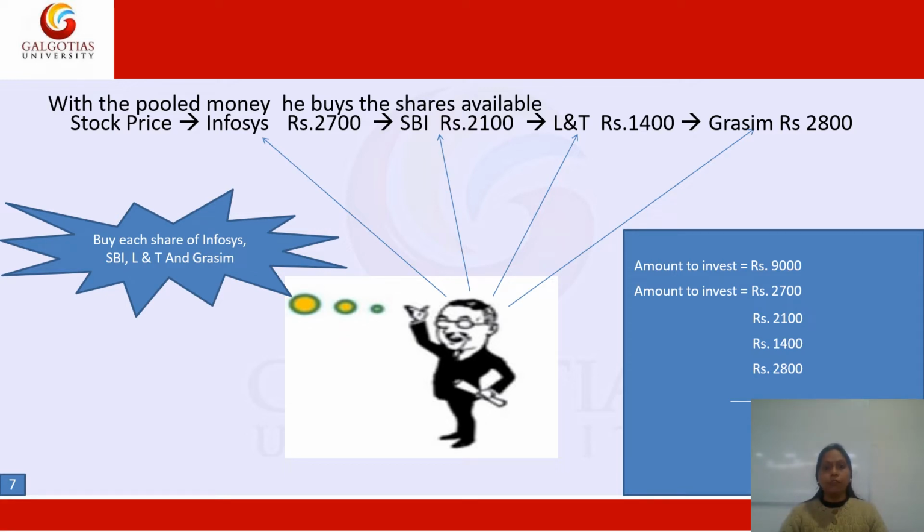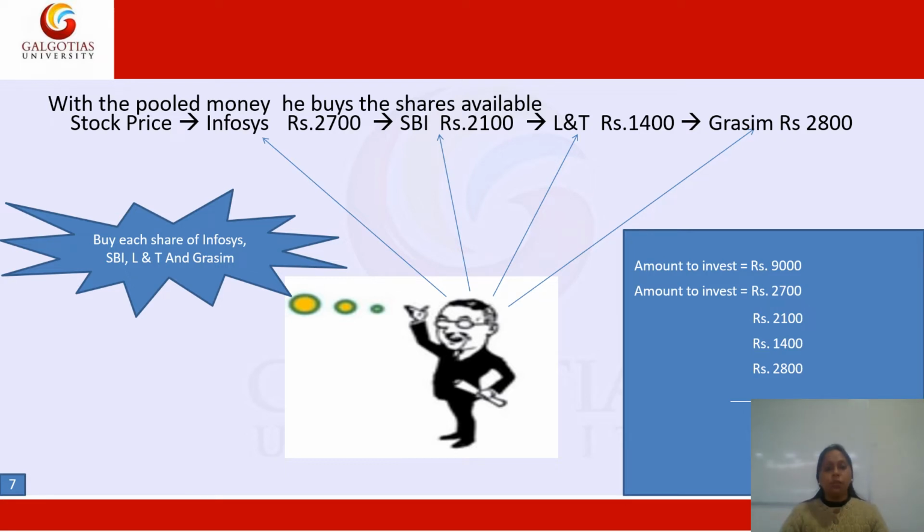Since we know Infosys and the others, the fund manager will try to spend in all the different stock prices belonging to different companies, because the performance of each company will be different from each other. And since the performance is different, the share price fluctuation will also vary. Now in that case, the pooled money which the fund manager has is 9,000. Now out of the 9,000, how would the fund manager spend?